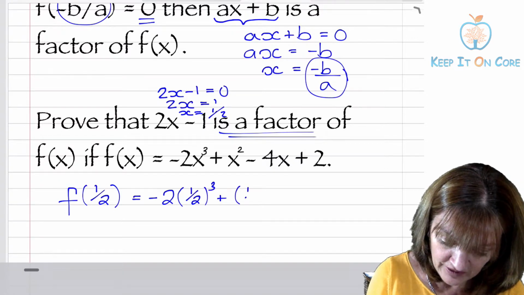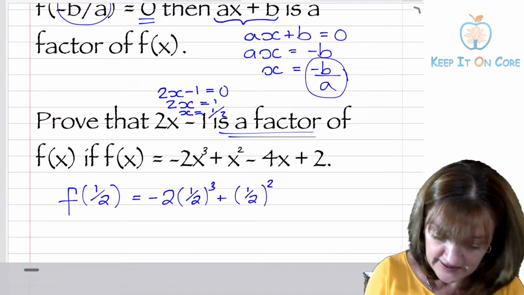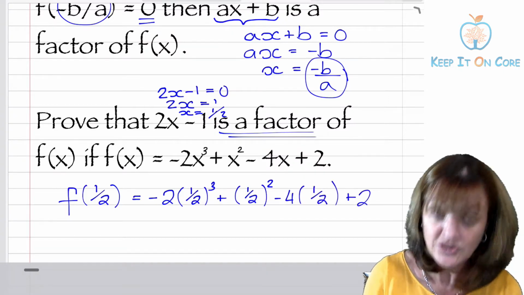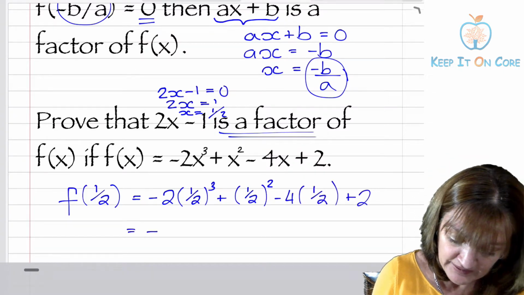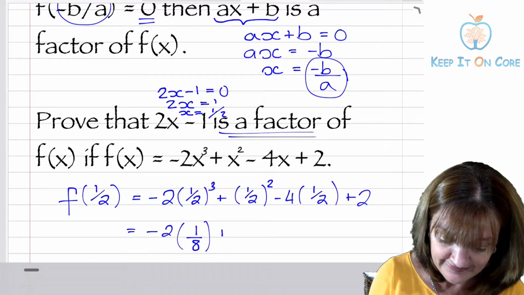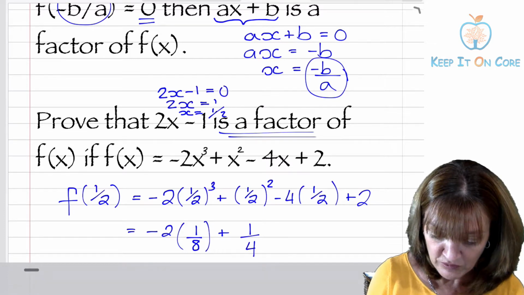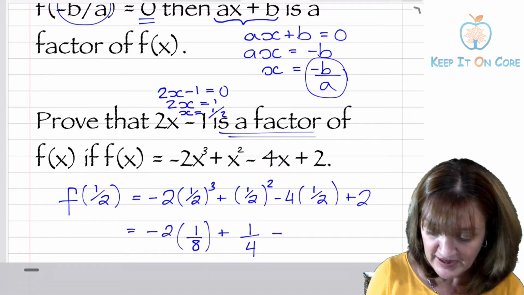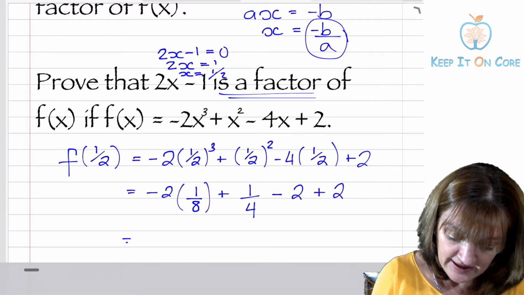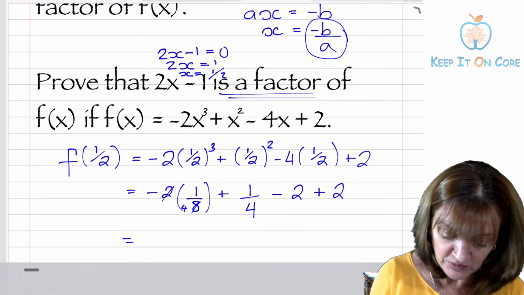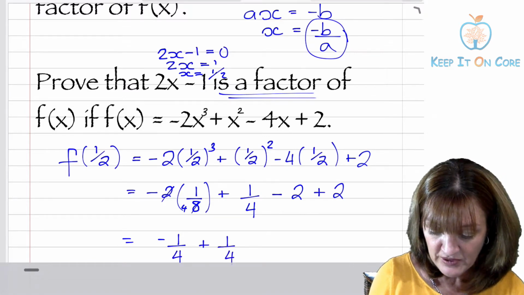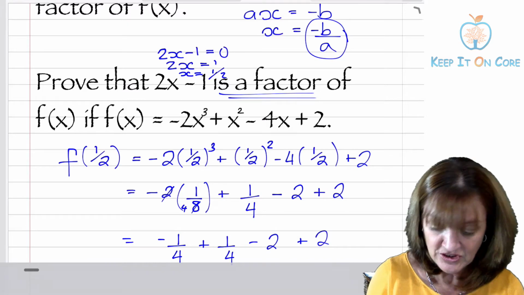All right, so I've got a half squared minus 4 times a half plus 2, okay? And let's see what that gives me. So I've got negative 2. This is giving me a 1 over 8. This is giving me 1 over 4. 4 divided by 2 is giving me negative 2 plus 2. This will go into 8 4 times. So I have got negative 1 over 4 plus 1 over 4 minus 2 plus 2.